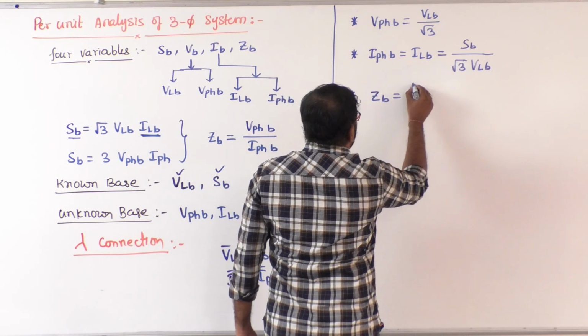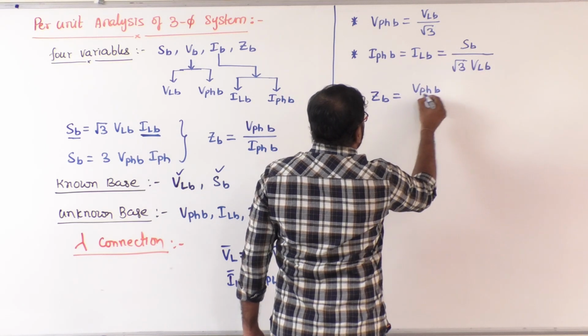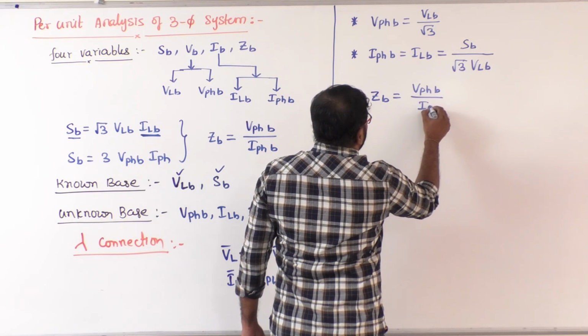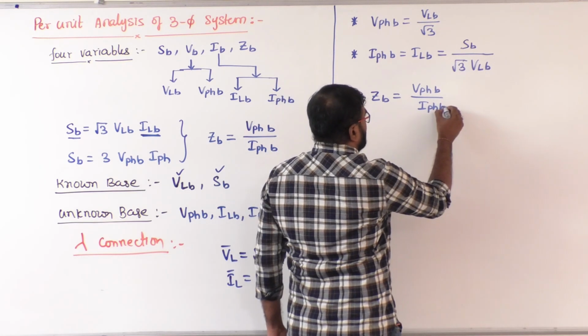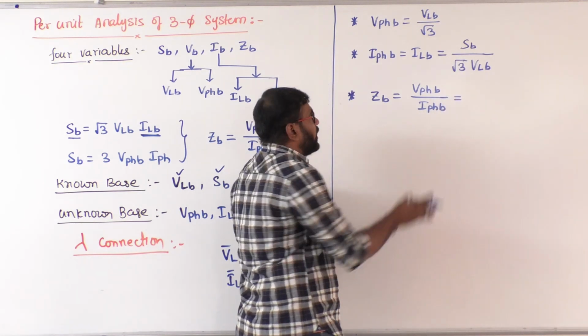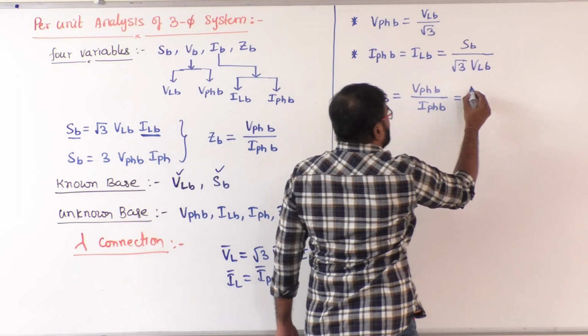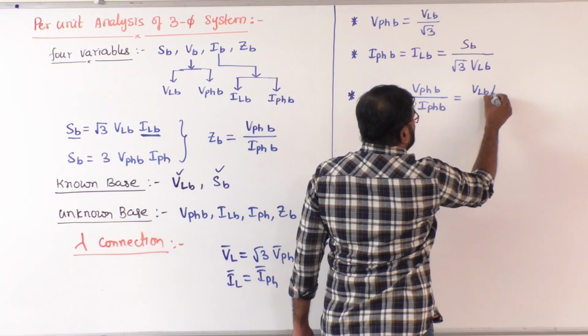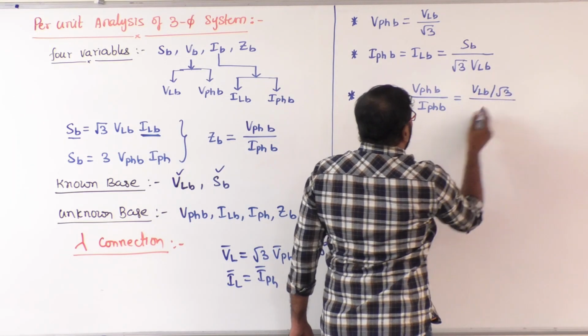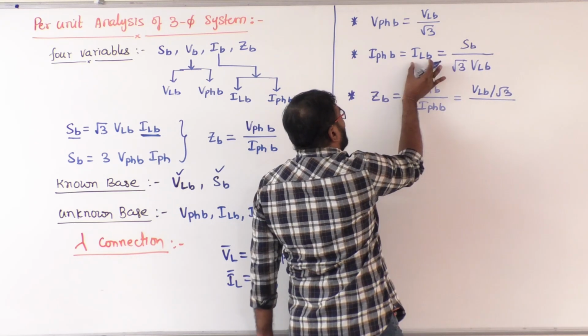What is Z base? We know that V phase base by what? I phase base. Clear? But for star connection, what is V phase base? V line base by root 3. Okay, I will write that: V line base by root 3. What about I phase base? Equal to I line base.